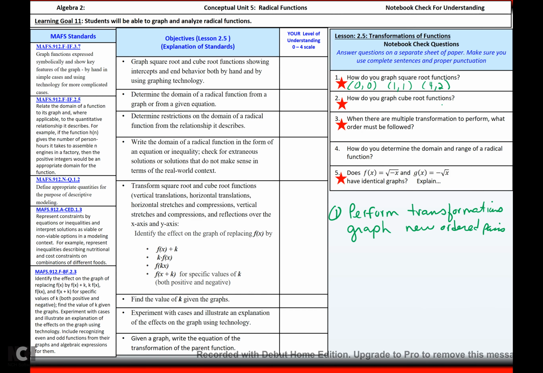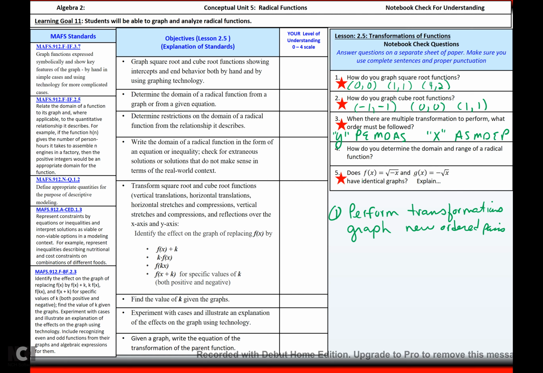How do you do cubic functions? Same as square root, except your mother points are -1, -1, 0, 0, and 1, 1. 3. When there are multiple transformations to perform, what order must be followed? When you're doing transformations on y, you go in PEMDAS order. When you're performing operations on x, you go in reverse PEMDAS order.